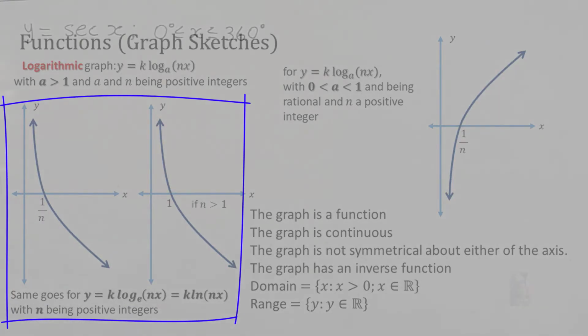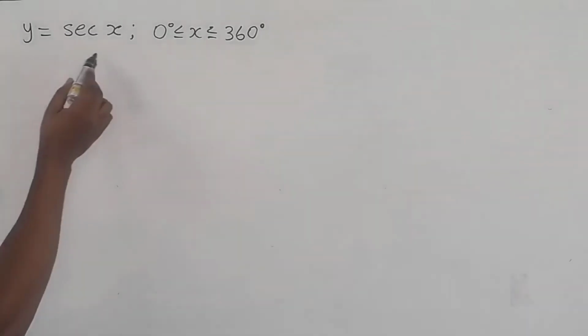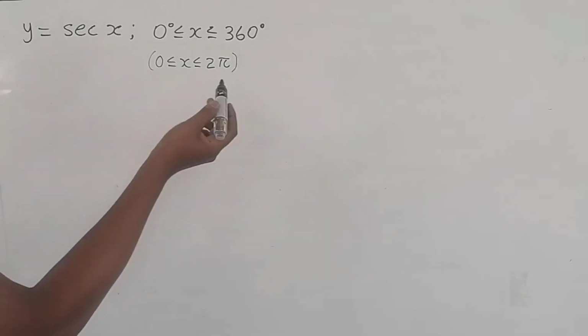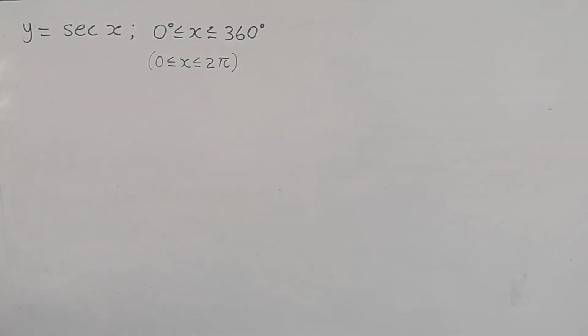Now let's move to the next curve. It's also a trigonometrical function. We are asked to sketch the graph of y is equal to sec x between 0 and 360 degrees, which is the same as 0 and 2 pi if they asked us using radians. So for now they are using degrees, so we'll just stick with degrees.